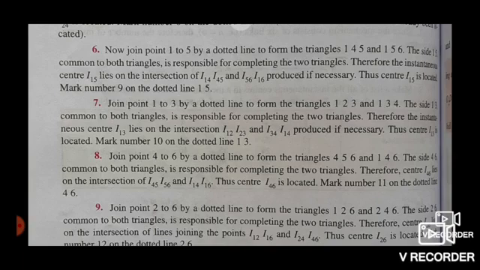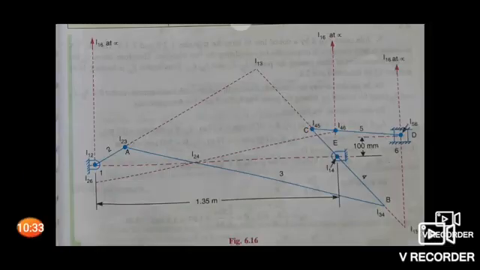These figures on the circle can also be compared at the figure 6.16. Also, this is the figure where we can find what has been said in point 7, that join point 1 to 3 by dotted line to form triangles 1 2 3 and 1 3 4. The side 1 3 common to both the triangles is responsible for completing the two triangles. Therefore, the instantaneous center I13. Here in this figure, we will find the I13 at the top triangle, red.